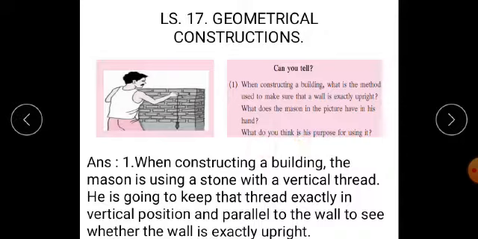Answers to all these questions are as follows. When constructing a building, the mason is using a stone with a vertical thread. He is going to keep that thread exactly in vertical position and parallel to the wall to see whether the wall is exactly upright.